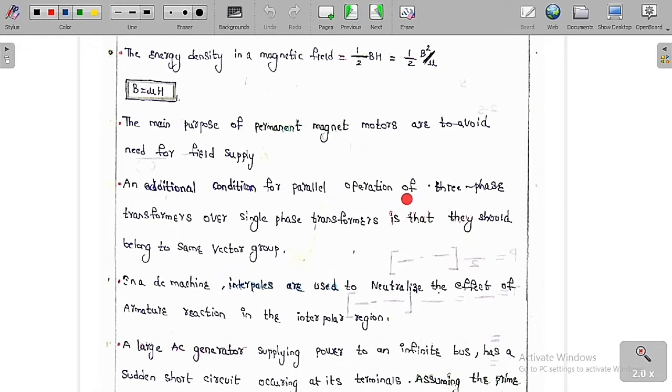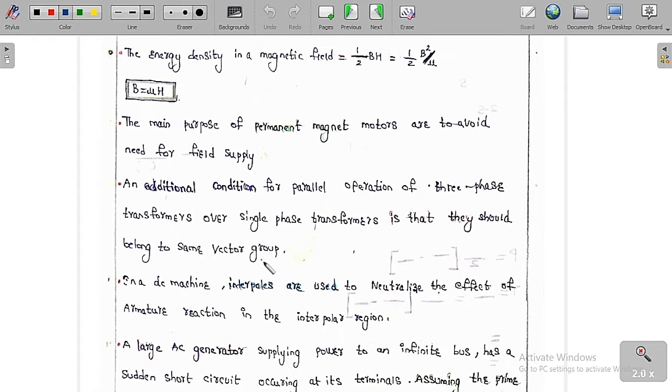An additional condition for parallel operation of three-phase transformers over single-phase transformers is that they should belong to the same vector group, meaning the same phase sequence and the same phase shift. For example, if one transformer is star delta plus 30, the other transformer should also be star delta plus 30. So they belong to the same phase sequence and they should have the same phase shift. Only then is the parallel operation possible.